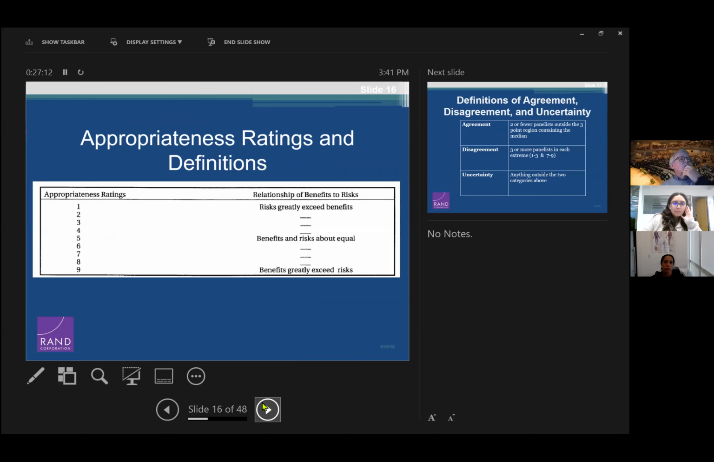Here's what the rating looks like. It's from 1 to 9. 1 is extremely inappropriate, 9 is extremely appropriate. At the 1, the risks far exceed the benefit, and at 9, the benefits greatly exceed the risks.